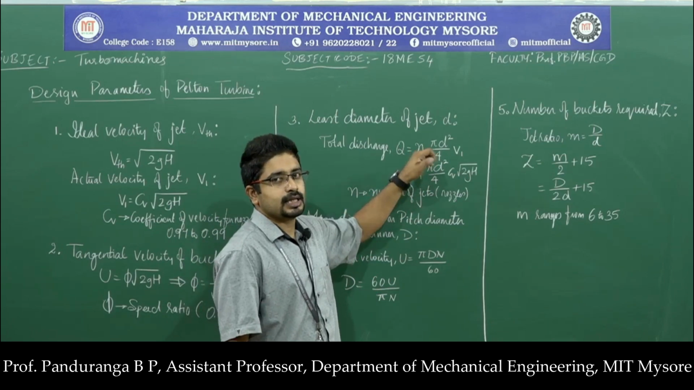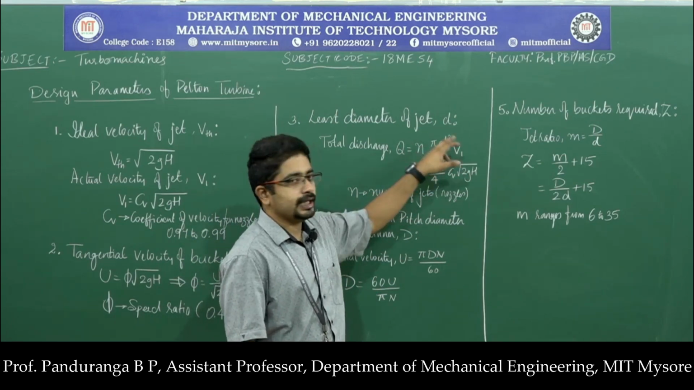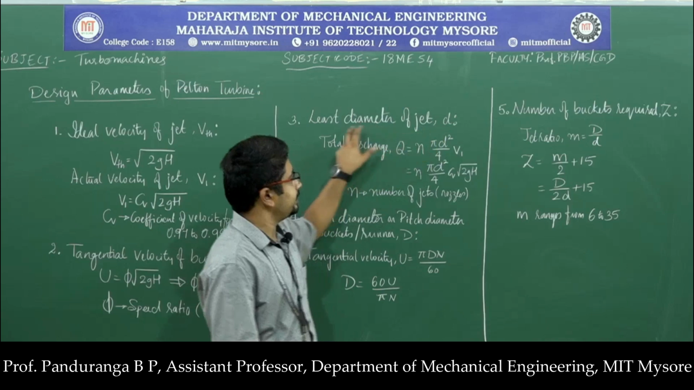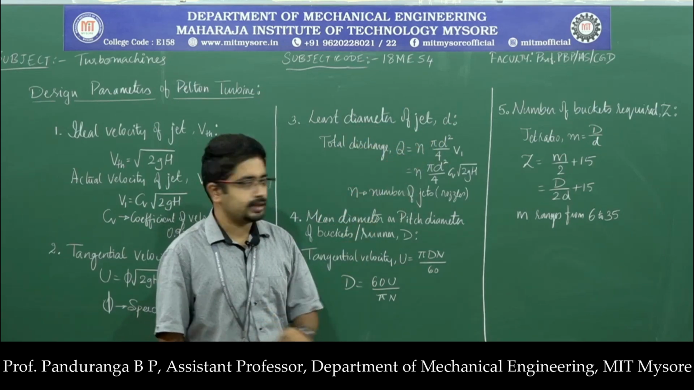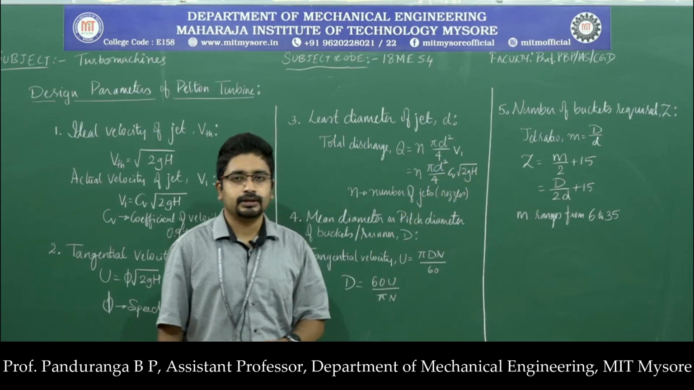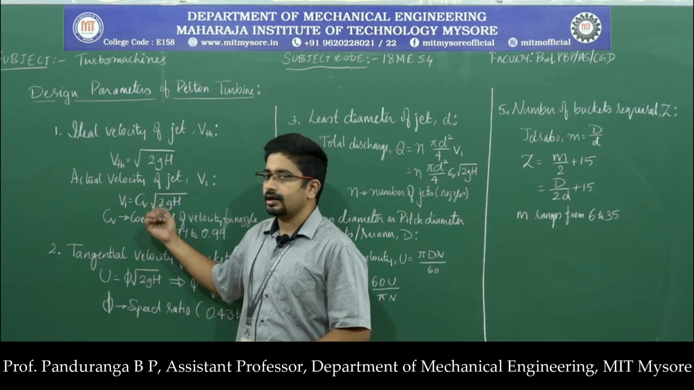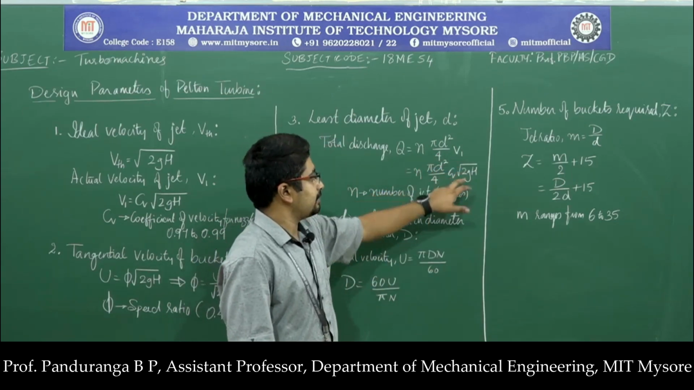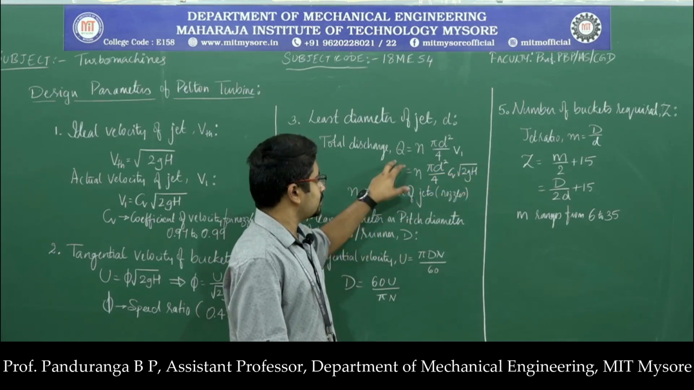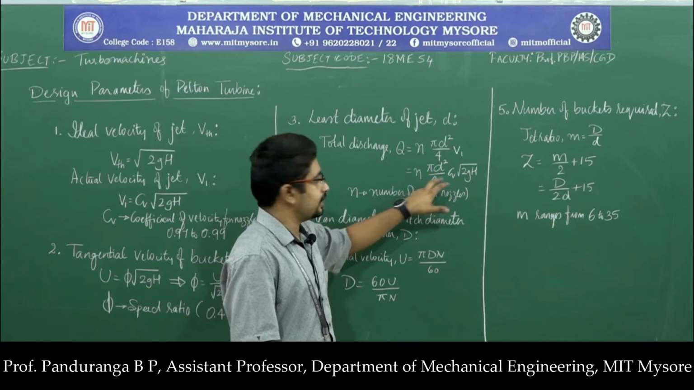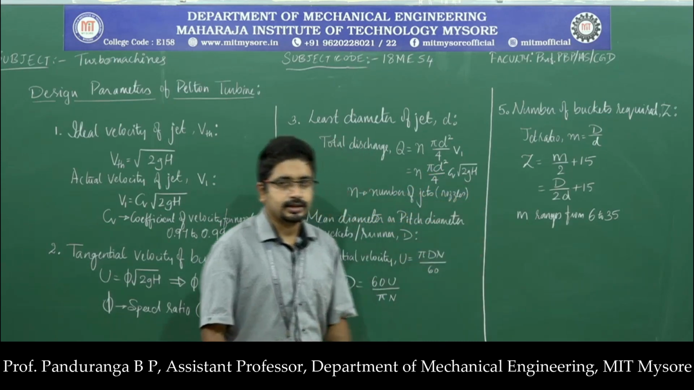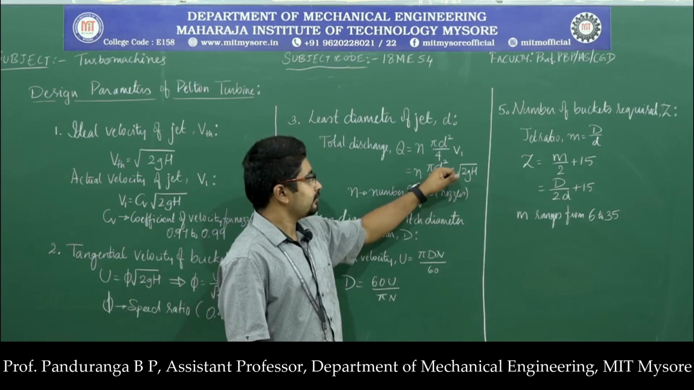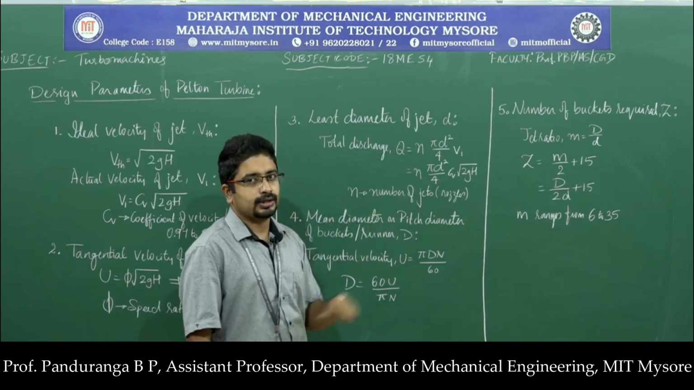So N represents the number of nozzles, multiplied by the area available at the nozzle, that is pi d square by 4, where d is the least diameter of the nozzle, into V1, where V1 is the velocity of the jet coming out of the nozzle. V1 can be written as Cv into root of 2gh, so Q can be written as N into pi d square by 4 into Cv into root of 2gh. In this case, the head will be known and the number of nozzles will be known, so we can find out the diameter if we know the total discharge.